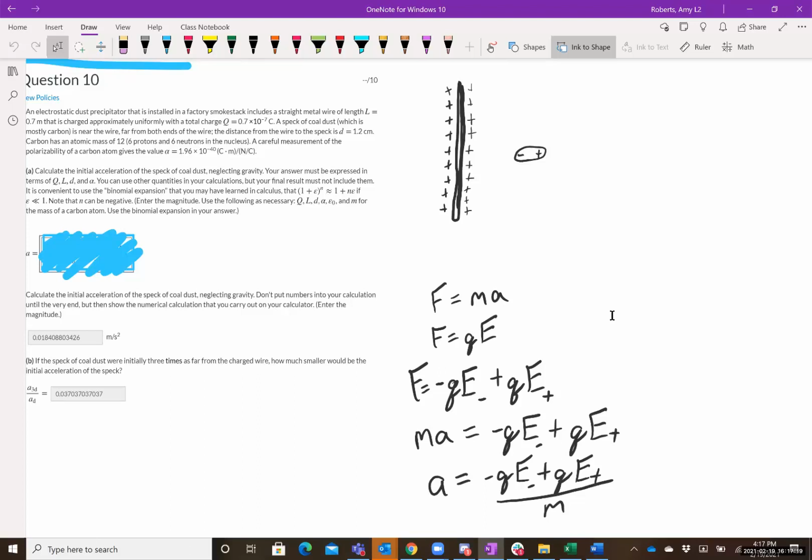But I'll ask you guys, right? So this is the acceleration. So what do we know and what don't we know? That's kind of always the foundational question whenever we have our expression.